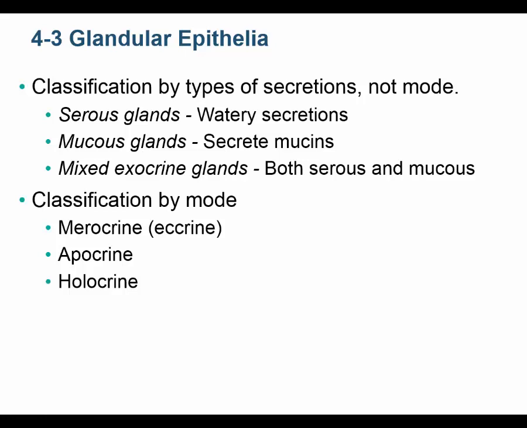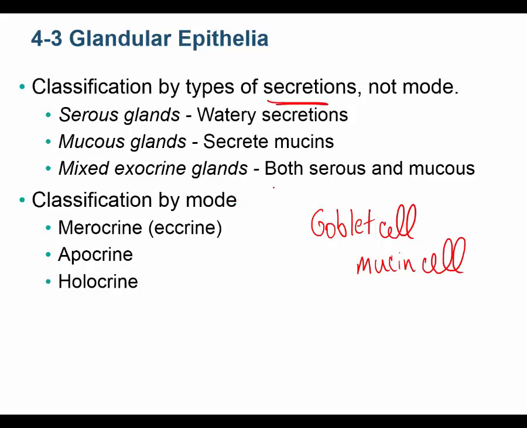All right, the epithelial cells are also involved in making your glands. Now, I already mentioned one cell, and I called it a goblet cell. It's the only example of a single-celled gland there is. A goblet cell is a mucus cell, or what we call a mucin cell. It's a single-celled gland. All the rest of the glands are multicellular. And we classify these glands based on what they secrete or how they secrete them.